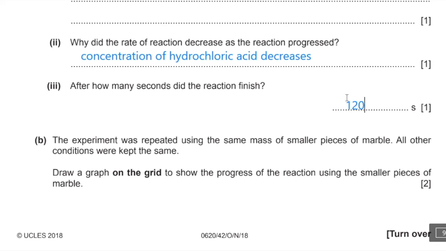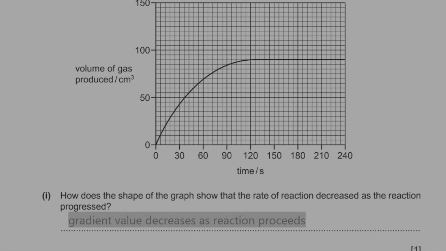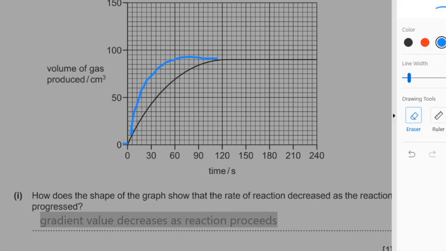B. The experiment was repeated using the same mass of smaller pieces of marble. So using smaller pieces increases its surface area, which in turn increases the rate of reaction. All other conditions were kept the same. Draw a graph in the grid to show the progress of the reaction using smaller pieces of marble. Right. So as the rate of reaction increases with surface area, the graph would have a steeper curve or a greater value of gradient, but it would, this is wrong.